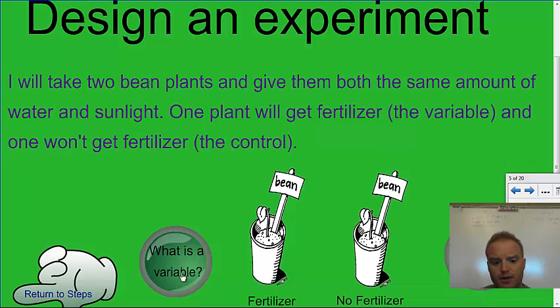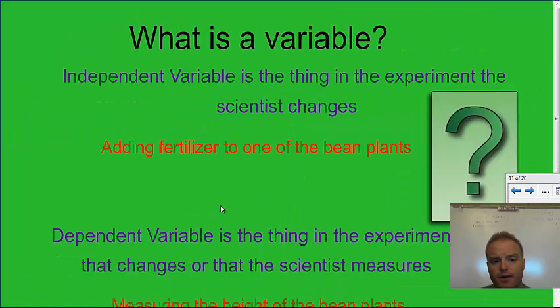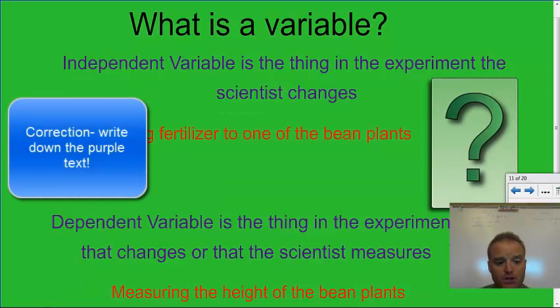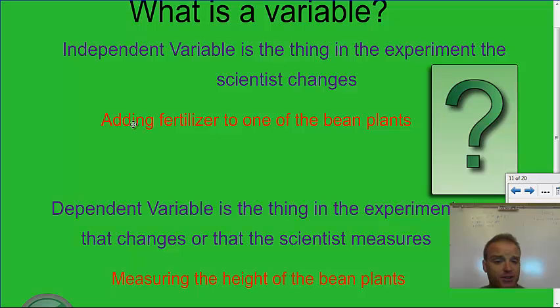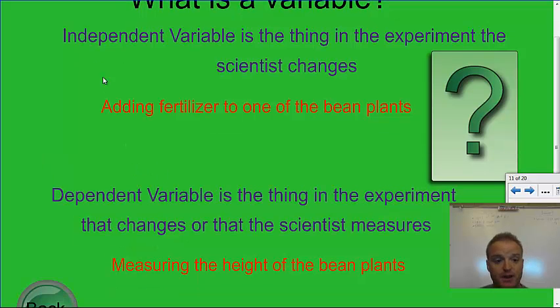So what is a variable? The independent variable is a thing in the experiment that the scientist changes. In this case, we're adding fertilizer. That's something we've changed about the soil the plants are growing in. The dependent variable is a thing in the experiment that changes, which the scientist measures. Because I added fertilizer, that should change the height. That's what changes because of it. It's affected by our independent variable. So the independent variable affects the dependent variable.